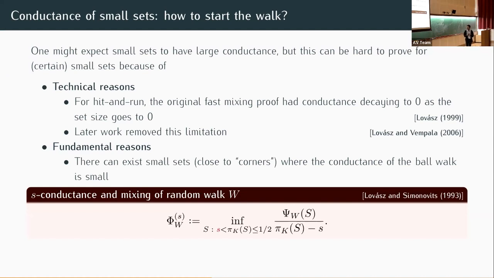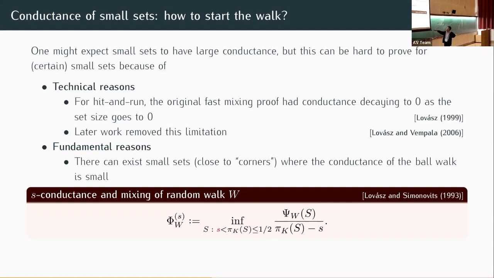So this is what I was talking about. This lets you throw away some parts of the volume. So what is S conductance? It's again similar. The conductance was just the ergodic flow divided by the volume, and then you took the minimum over all sets. But now you only take the minimum over small enough sets, and then you remove S. The removing of S is for technical reasons.